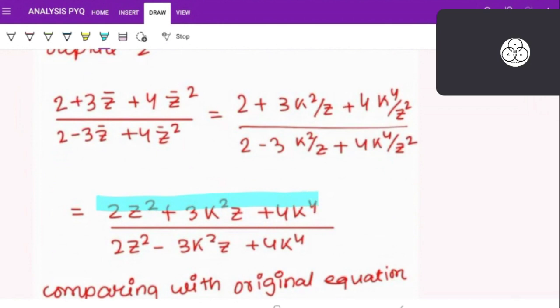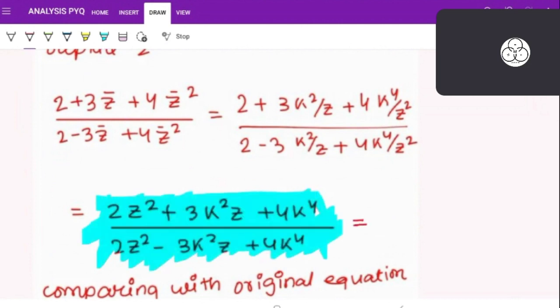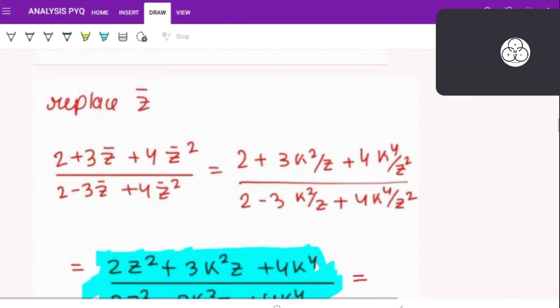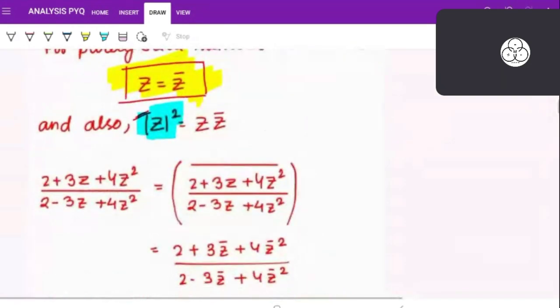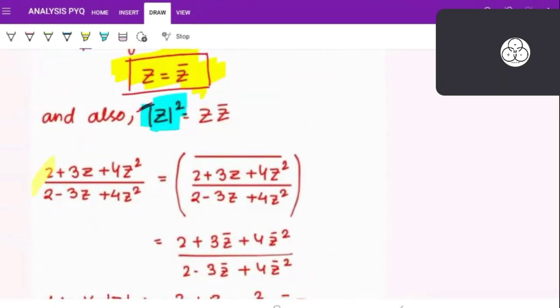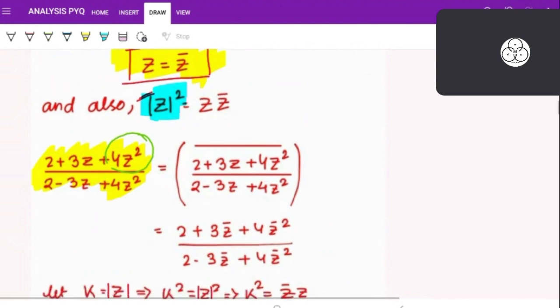This you can do in a single step. Now this expression is equal to our original initial expression, that is 2 plus 3z plus 4z square. This is equal to this. Now you see, what is the coefficient of z square? That's 4, both up and down, that means both in the numerator and denominator.